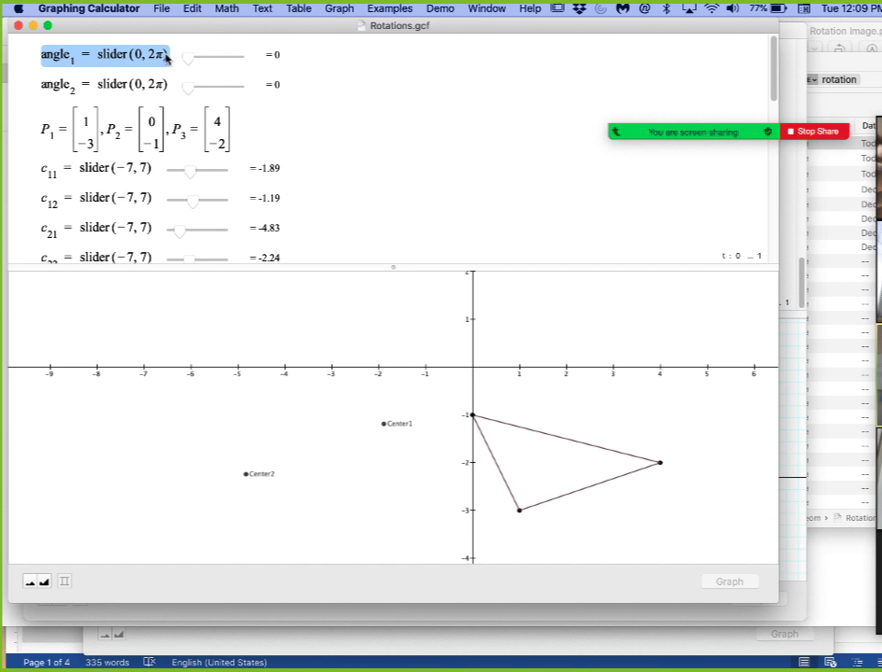So here's angle one as a slider, and when you engage angle one, it grabs the triangle and rotates it around center one. Okay, and then after that, if you engage angle two, it grabs the new position of the triangle and rotates it around center two.